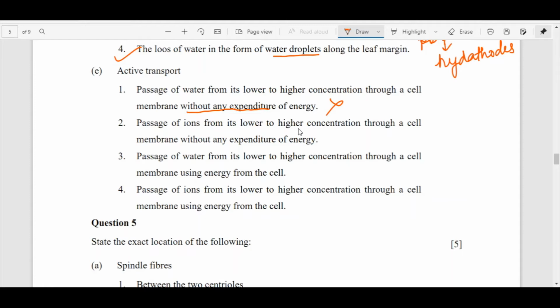Option number 2, passage of ions from its lower to higher concentration through a cell membrane without any expenditure of energy. Again wrong. Number 3, passage of water from its lower to higher concentration through a cell membrane using energy from the cell. Let us see the fourth option also, passage of ions from its lower to higher concentration through a cell membrane using energy from the cell. So passage of ions, exactly, passage of ions, not of water molecules. We are not talking about osmosis, we are talking about active transport here.